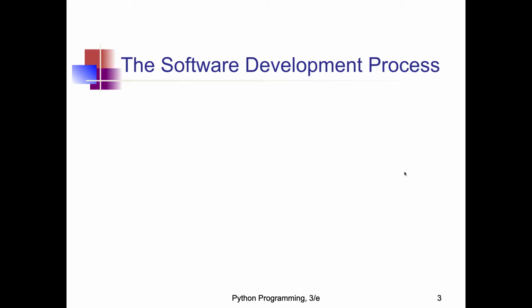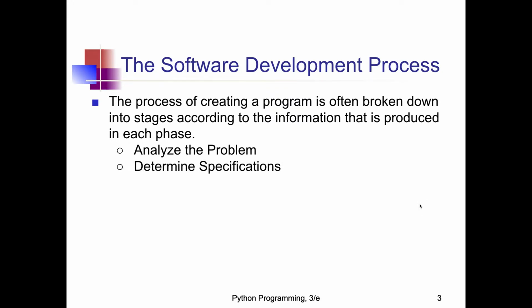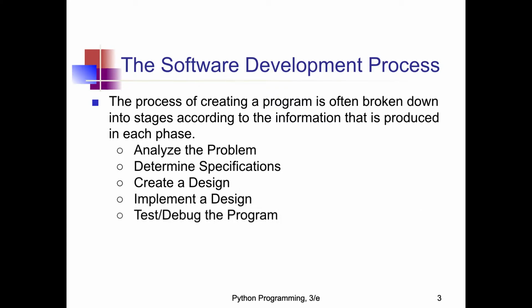So what is the software development process? The process of creating a program is often broken down into stages according to the information that is produced in each phase. So the phases are: analyze the problem, determine specifications, create a design, implement the design, test and debug the program, and finally maintain the program. So let's look at every single one of them in a bit more detail.